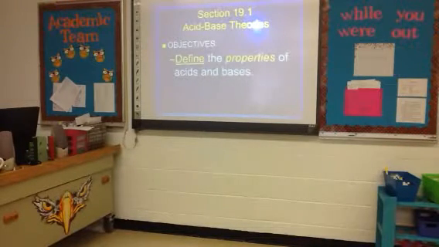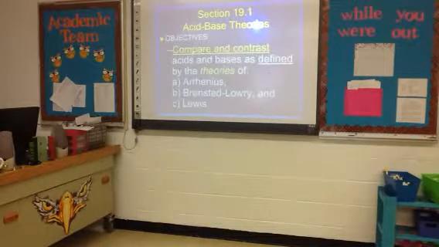So the first thing that we're going to do today is compare the different acid-base theories that happened over time. What scientists first thought was an acid and a base, and then later what they figured out was an acid and a base is different. So we have to go through their evolution with them.